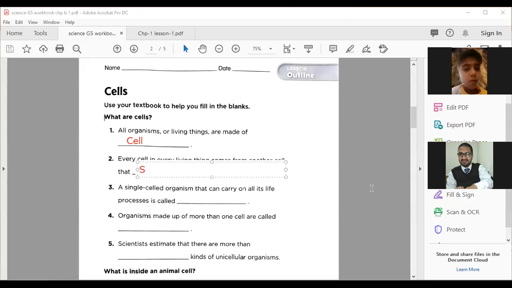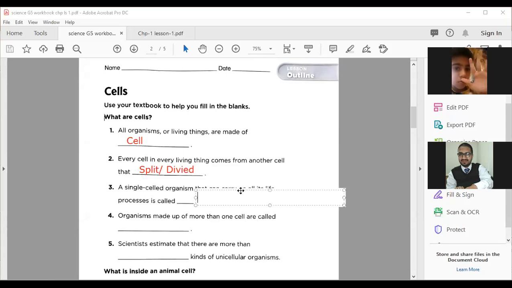Split or divide. Very good. You can use both these words. Very nice. Excellent, my dear. Okay. Now what will be the answer in number 3? A single cell. Very easy. Well done, Abdullah. Well done. Very nice. Excellent.